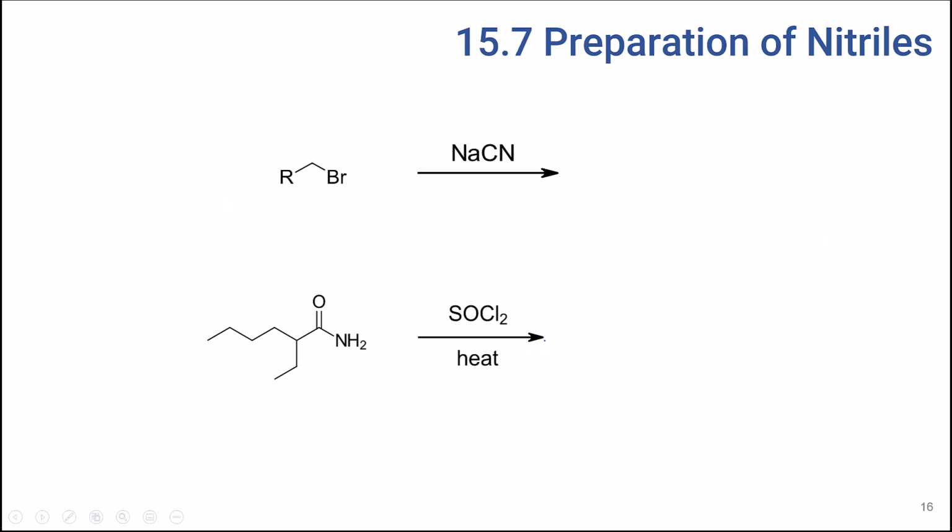Ways that we can make nitriles. So we've seen one way, which is the SN2 reaction using the primary alkyl halide, where this attacks here. And this is going to add a carbon in that CN step there. So we can draw it out also like this.